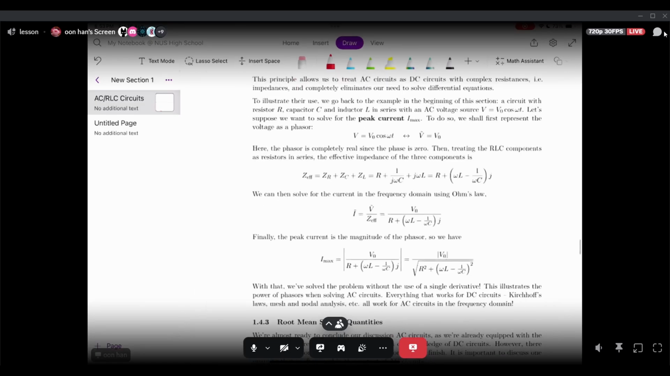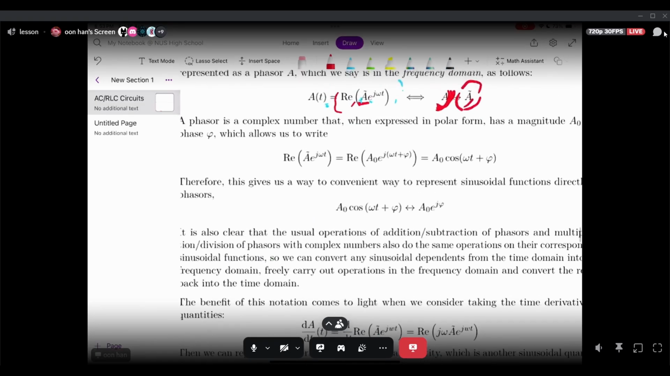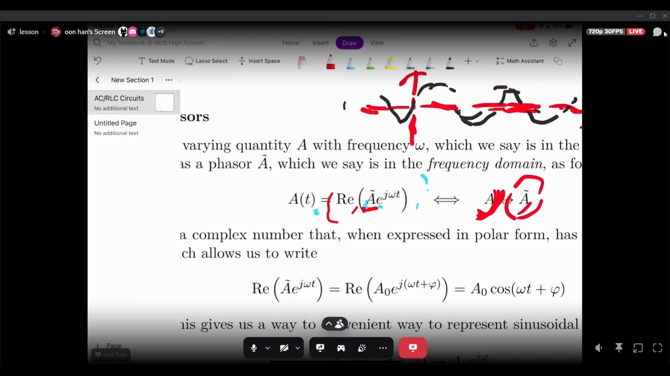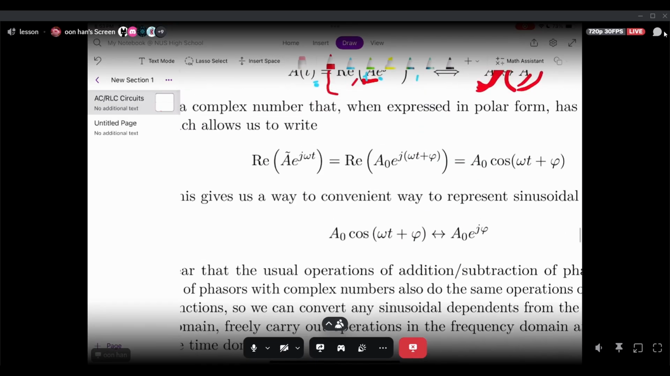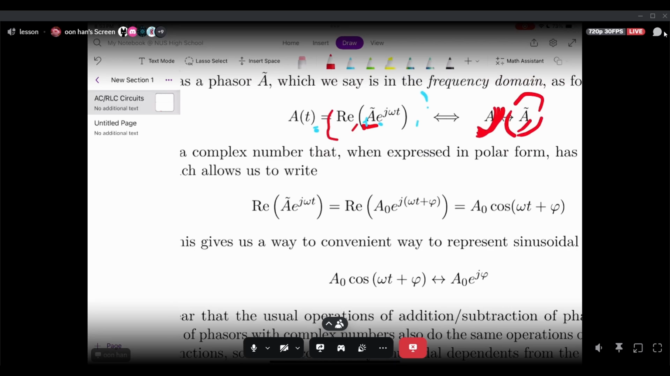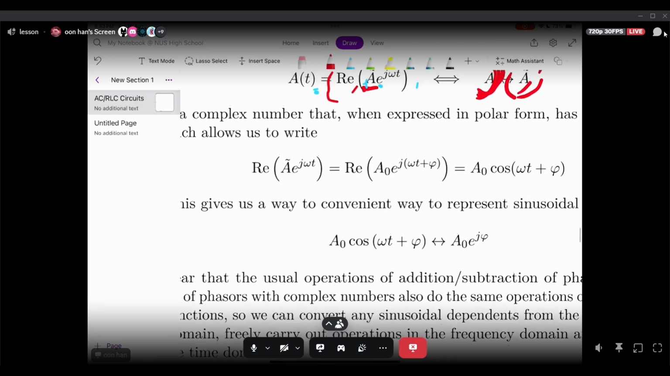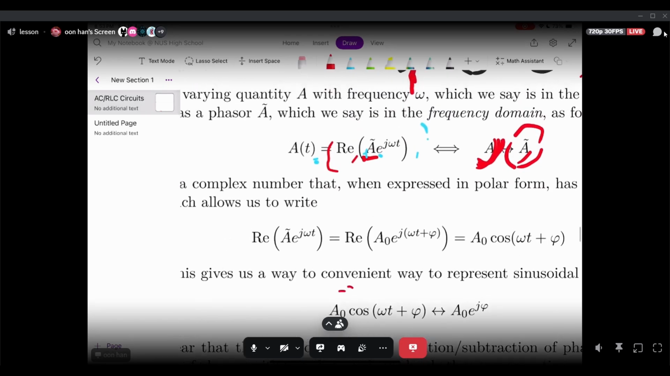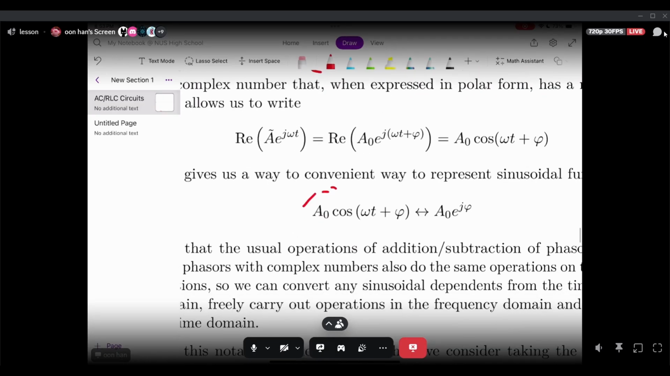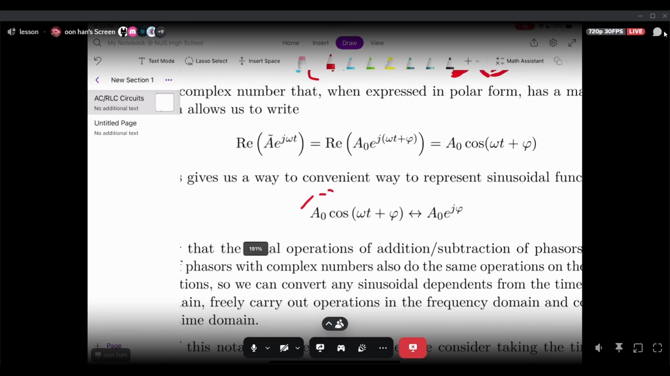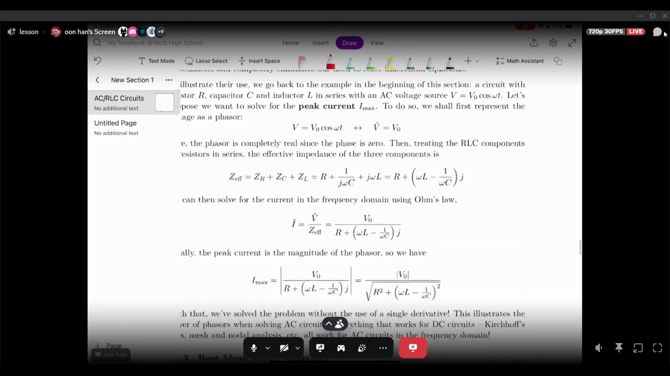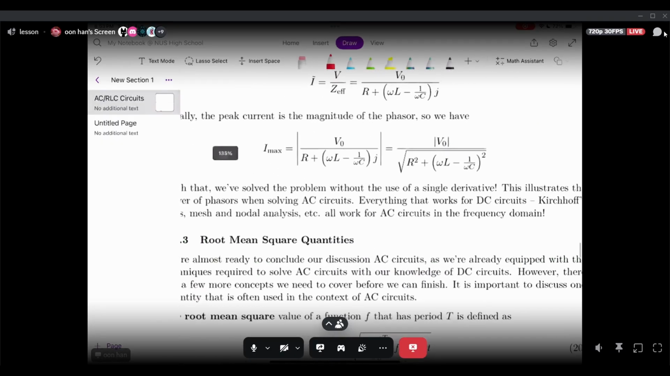Why is that? The reason is because when you take the magnitude of the phasor, you're basically taking this A0 value here, and this A0 corresponds to the A0 here, the amplitude. I can't draw. The amplitude here. So by taking the magnitude, you get the maximum current at any point in time, which gives us this expression.